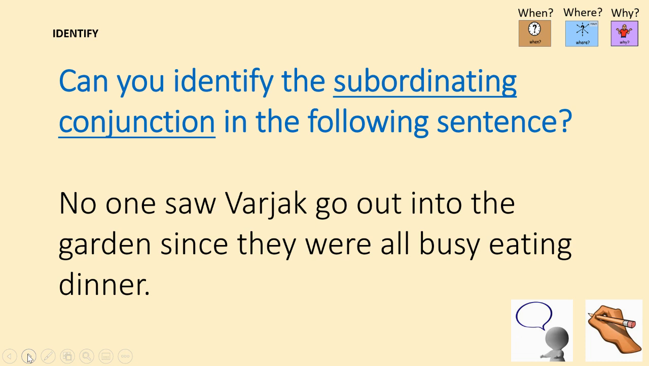Okay, have you identified the subordinating conjunction? Say it out loud. Write it down quickly. Okay, 3, 2, 1, and since. Since is a subordinating conjunction in that sentence. No one saw Varjak go out into the garden, and here's some extra information. This tells you why. Why didn't anybody see Varjak go out into the garden? Because they were all busy eating dinner. That gives us more information.